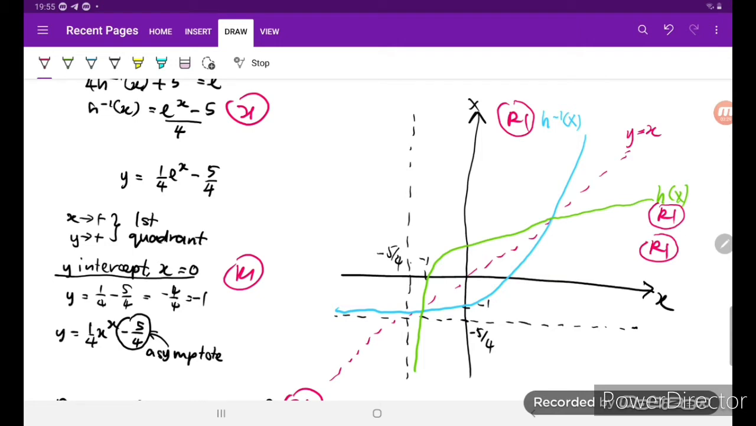Okay, if I sketch h inverse, the graph should start from the first quadrant, and then the intercept is at -1. Okay, the graph is at -1, and then cannot touch -5/4. Cannot touch this. In this case, because the intercept is below y equals 0. Okay, so it should cut y equals x.